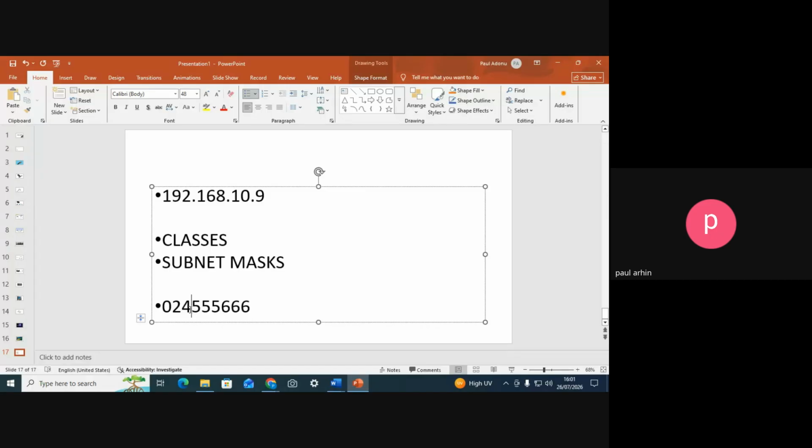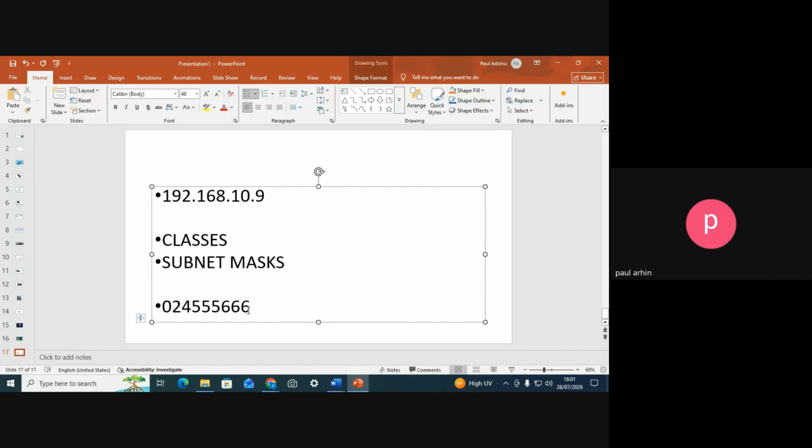So you could see that almost all the devices in that network will have the same network part, whilst the part which is for the host will keep changing, because the network is the same, but the hosts, or the devices, are different.